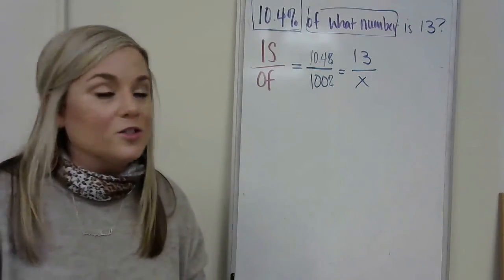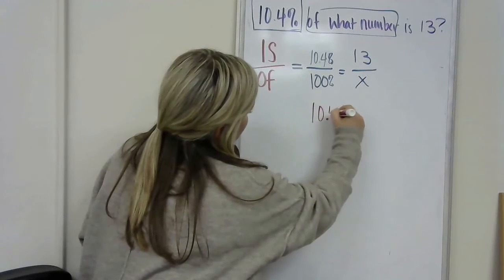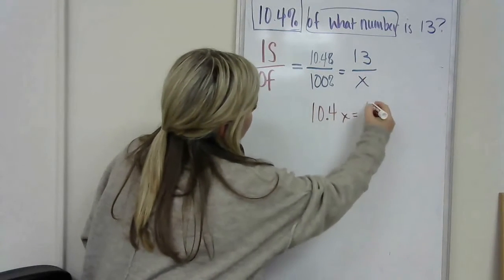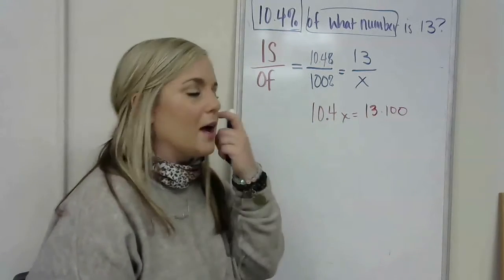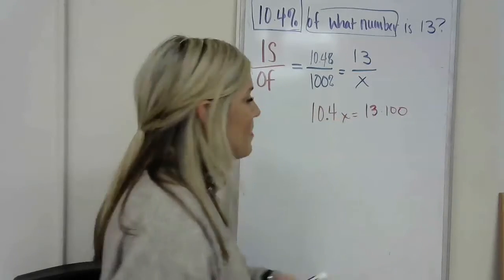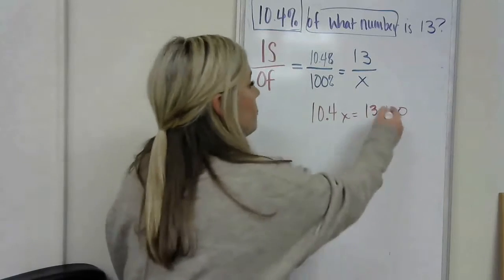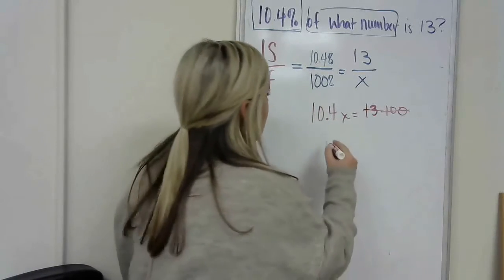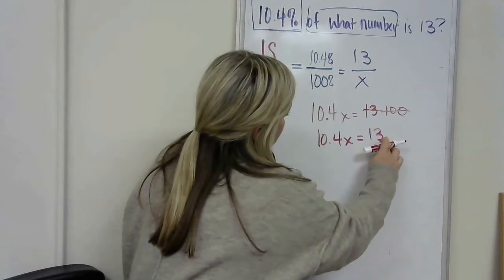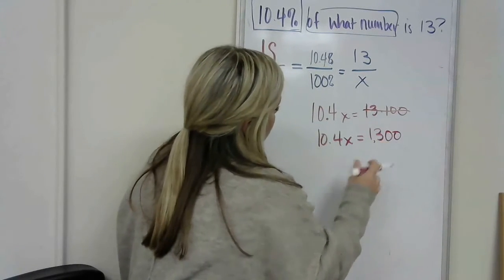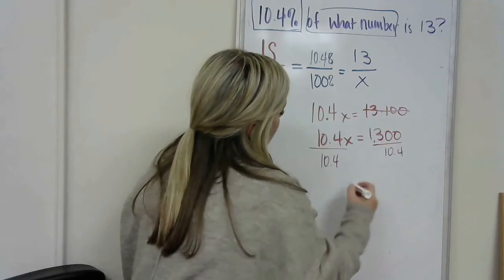So we're going to cross multiply and we're going to solve this. We have 10.4% x is equal to 13 times 100. It doesn't matter if the variable is on the left side of the equal sign or the right side. You're going to get the same answer either way. So we have 10.4 x is equal to 1,300. Put the comma on the spot. Divide by 10.4, and we'll have x equals.